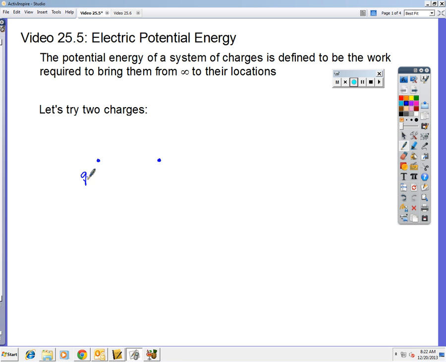So let's say we want to find the electric potential energy of a two-charge system. So we'll say we've got Q1 and Q2, and they're a distance r apart. So what we have to do is first bring Q1, and then bring Q2 in from infinity. Now the work required to bring Q1 in from infinity is 0, because there's no other charges there. There's no forces that act on Q1 as we move it, so we don't have to do any work. Basically because Q2 isn't there yet.